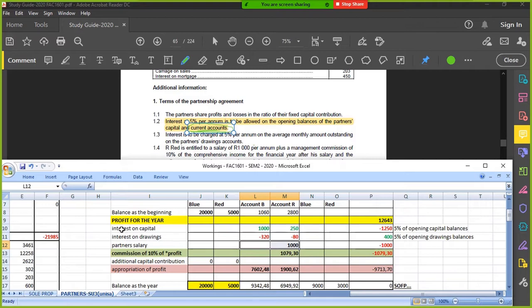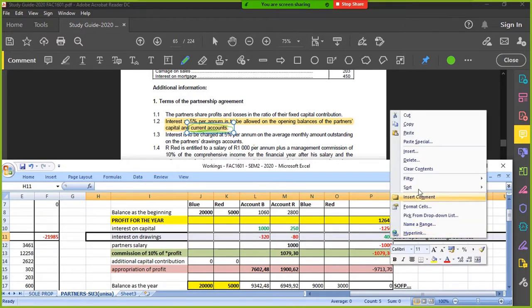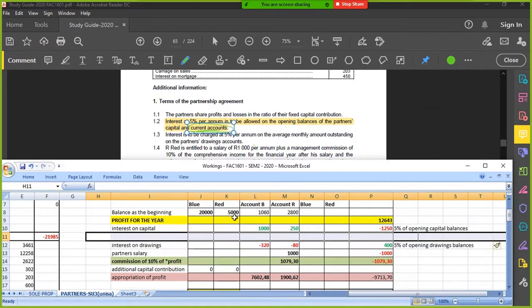Let's see. I've got interest on capital. Okay, I did leave out interest on currents. Sorry, my mistake here. Okay, I read it. I only looked at capital, forgot currents. Stupid mistake. Let's fix it.